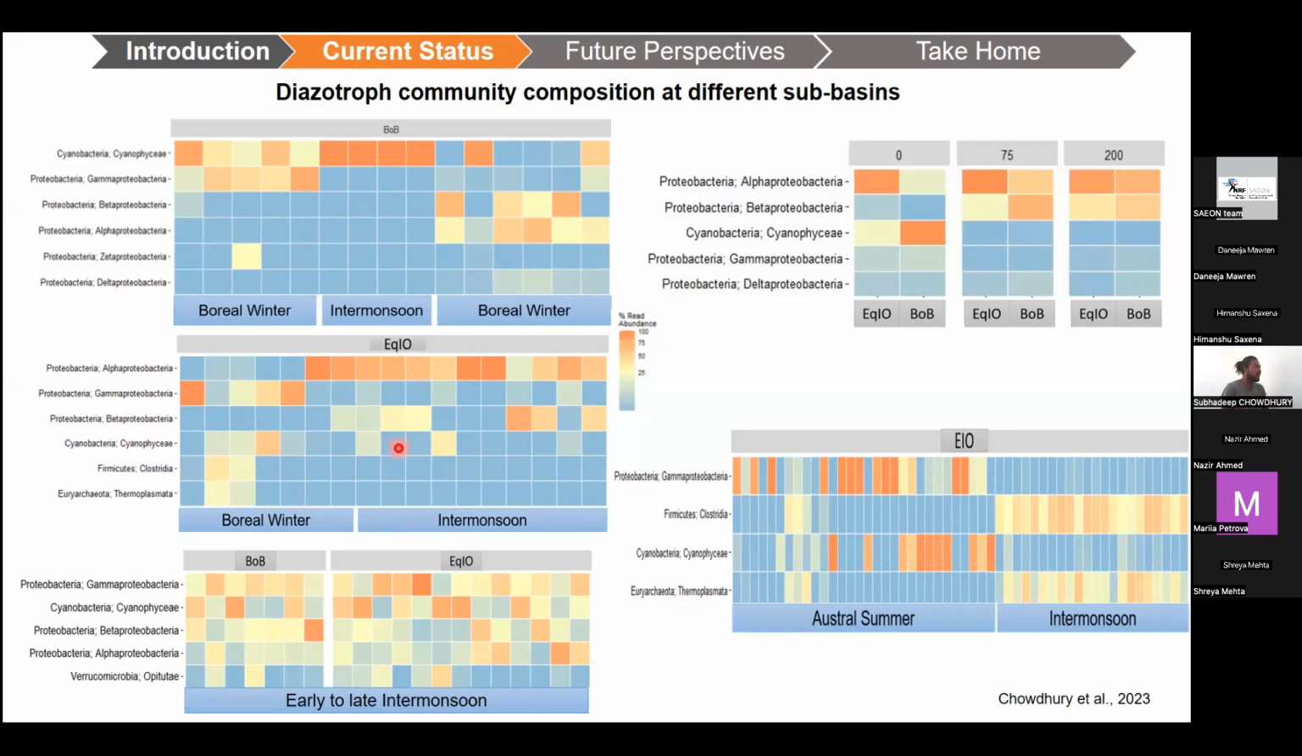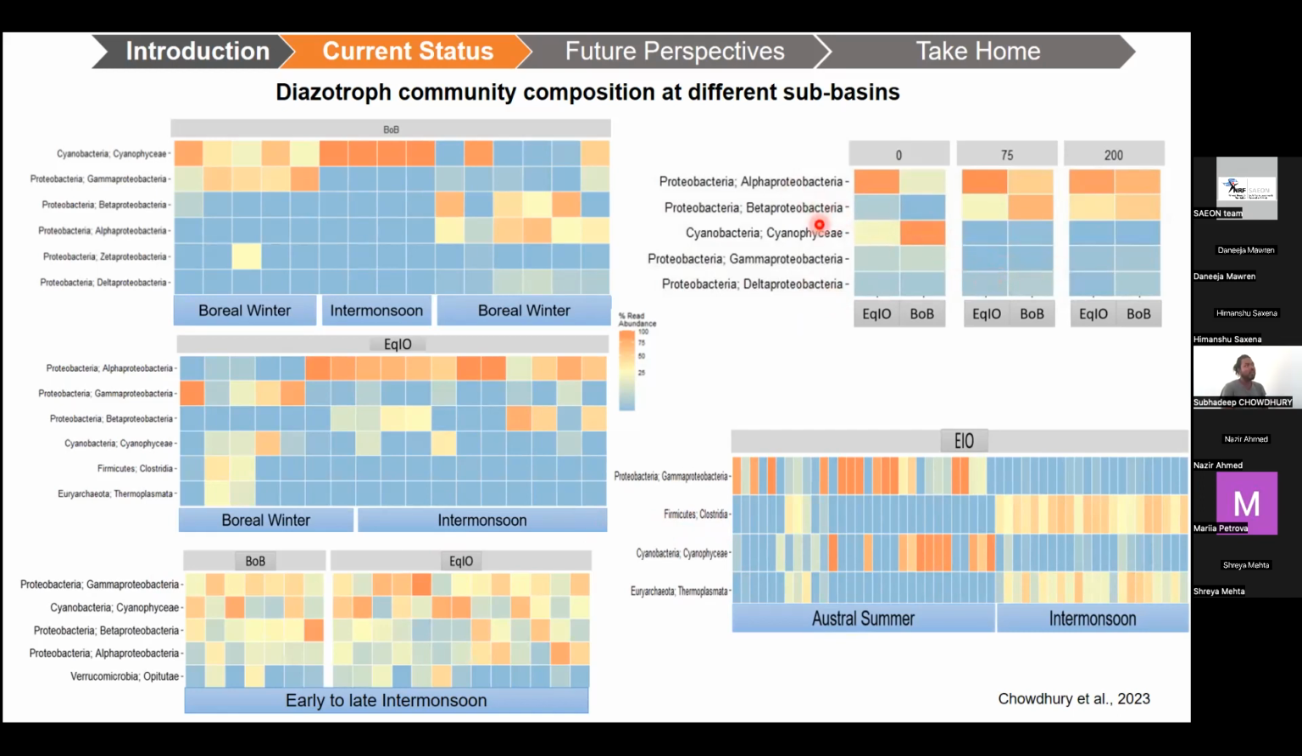Interestingly, even within one monsoon, if you look from early to late intermonsoon, here you can see in the Bay of Bengal, or in the equatorial Indian Ocean, alpha is mainly dominating the community. But in the late intermonsoon, you can see the gamma. So it suggests that even within a single monsoon, there are community shifts. This strongly highlights the importance of the monsoon impact on the genetic makeup of the community in the Indian Ocean. Also, this is represented at different depths.